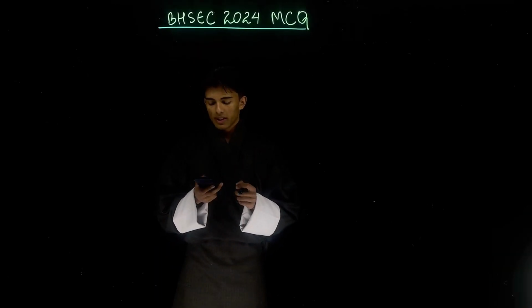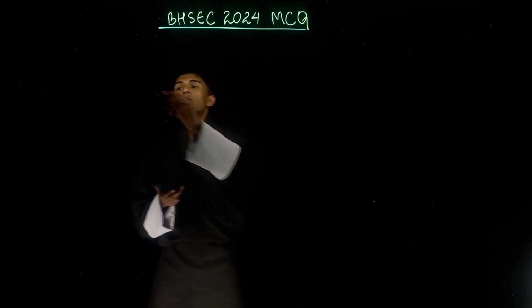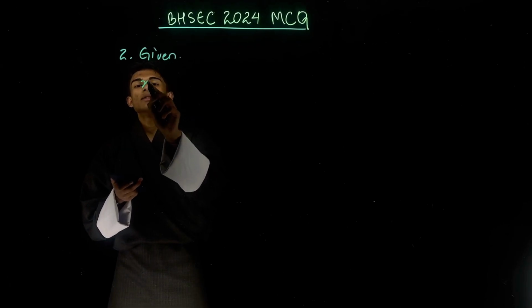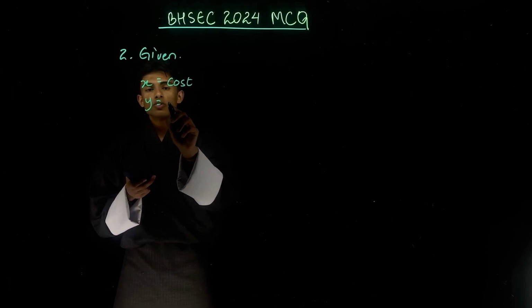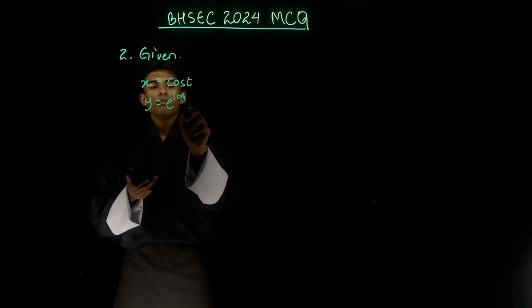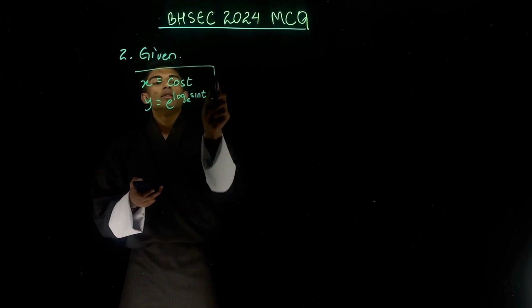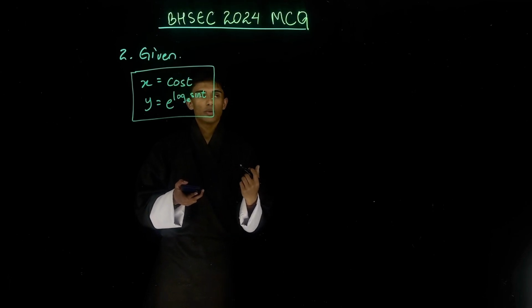Question 2 asks: what is dy by dx if x is equal to cos t and y is equal to e raised to the log e of sine t? So in question 2, what is given to us is x is equal to cos t and y is equal to e raised to the log base e of sine t. This is a parametric differentiation question, and there is also a logarithmic concept within this question.